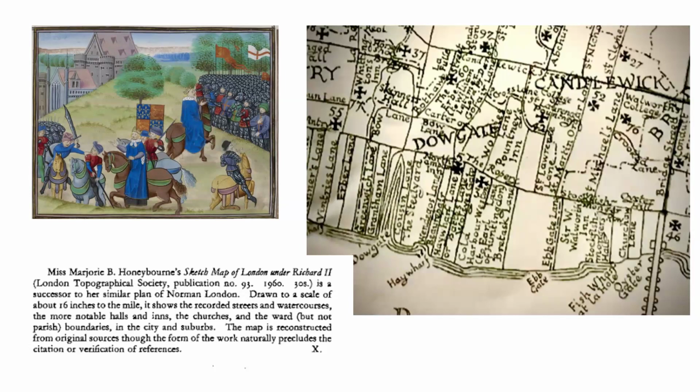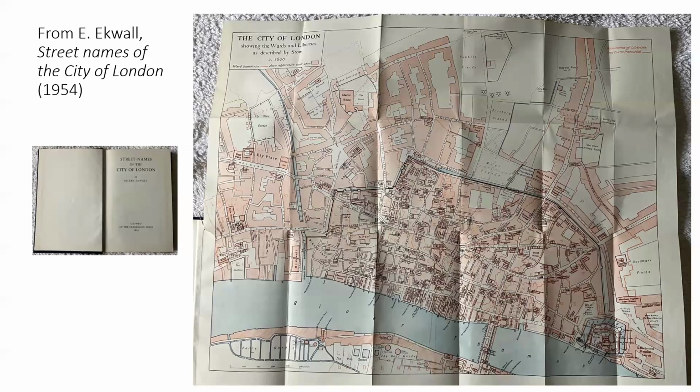It's interesting that at about the same time that Honeybourne was doing her maps, when Eilert Ekvall published his study of street names of the City of London in 1954, which basically looks at the medieval street names, he used the map of London around 1600 that accompanied Charles Kingsford's edition of John Stow's Survey of London. This map had been compiled using the first edition Ordnance Survey 25 inches as its base, with extrapolations from a couple of 16th century maps.